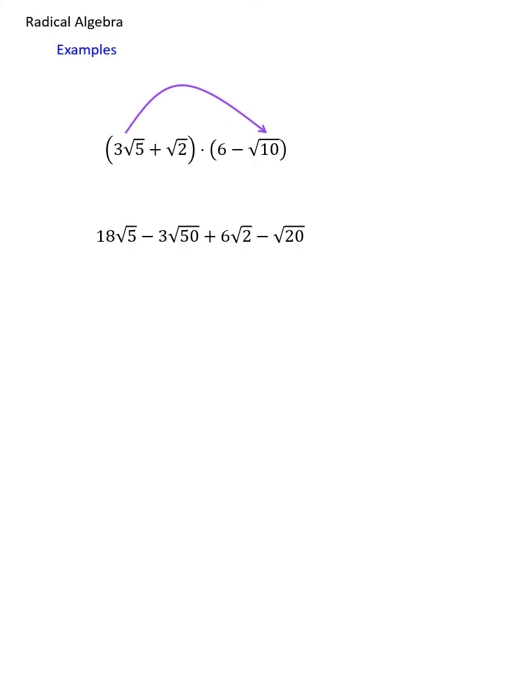Then I multiplied the outer terms. Pause for details. That gave me 3 radical 50. Then I multiplied the inner terms. Here are the details.